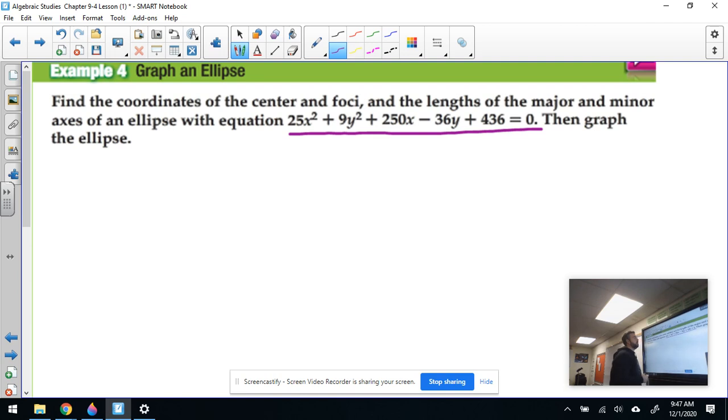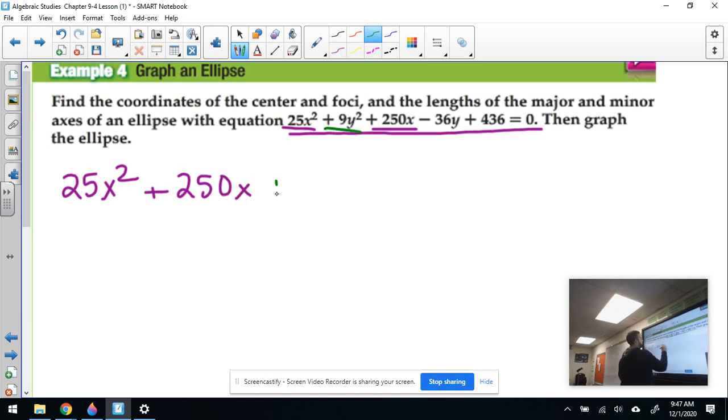Right here, okay? So what I'm going to do first is I'm going to start combining my x's and y's together. I'm going to start clumping them together, grouping them. So I see that I have 25x squared plus 250x, okay? Then I have y's. So then I have plus 9y squared minus 36y. And then finally I have this 436 number.